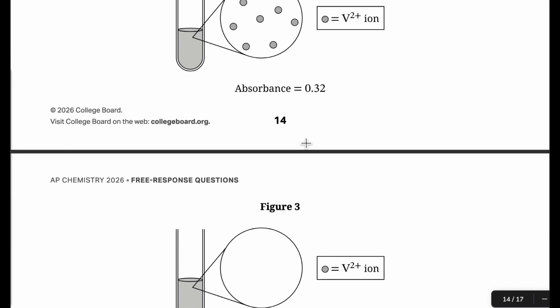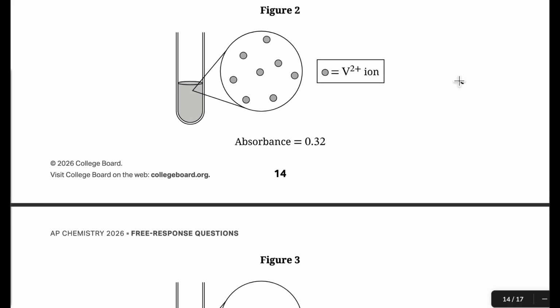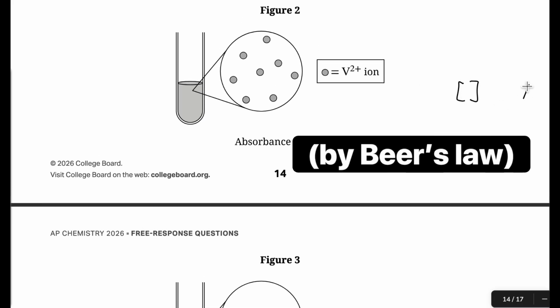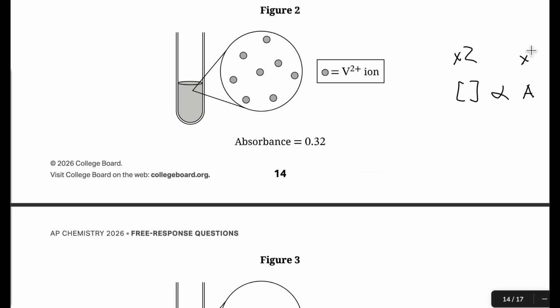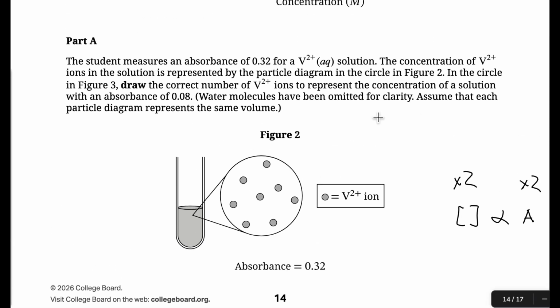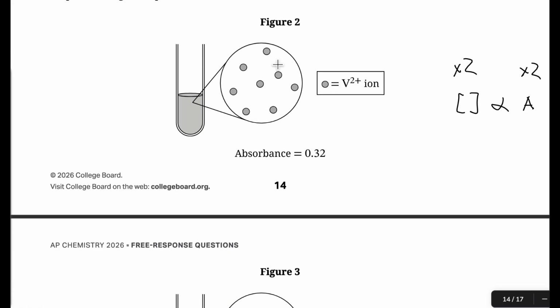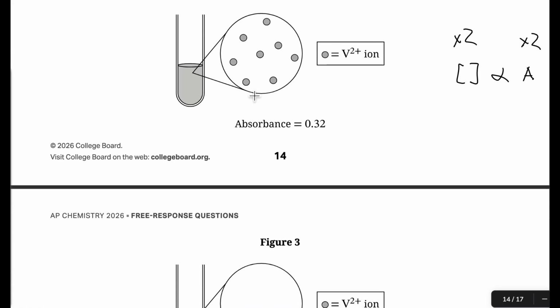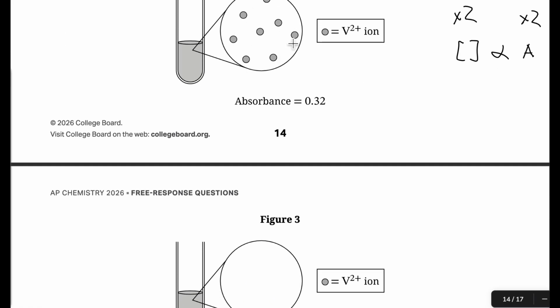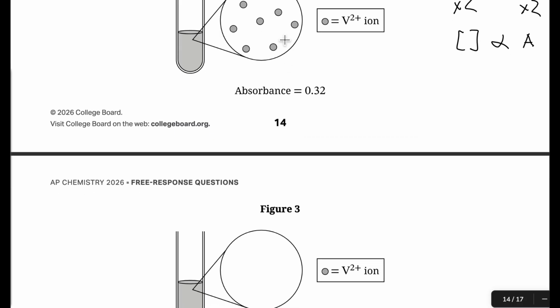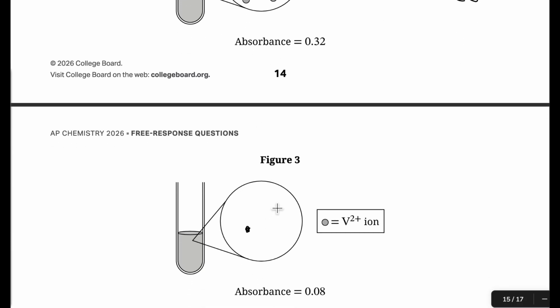So all you need for this question is to know that the relationship between concentration and absorbance is that they are directly proportional. So if this increases by a factor of 2, then this also increases by a factor of 2. So because the absorbance went from 0.32 to 0.08, it decreased by a factor of 4. That means these shaded circles will have to decrease by a factor of 4. So 1, 2, 3, 4, 5, 6, 7, 8 here. Decreases by a factor of 4. You'll have 2 here.